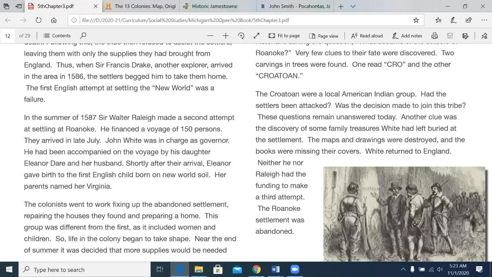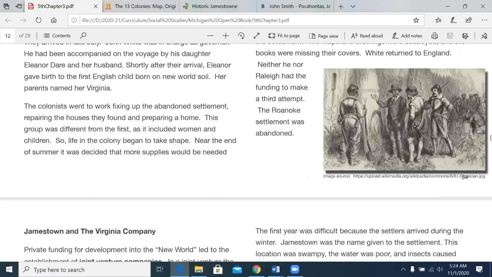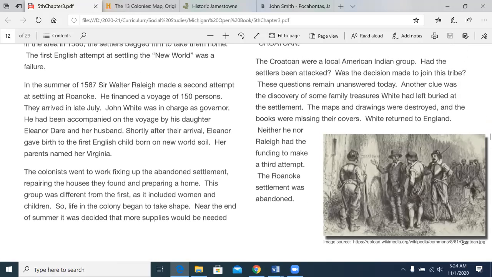Another clue was the discovery of some family treasures White had left buried at the settlement. The maps and drawings were destroyed, and the books were missing their covers. White returned to England. Neither he nor Raleigh had the funding to make a third attempt. The Roanoke settlement was abandoned. And yes, to this day, we're still trying to figure out what exactly happened.